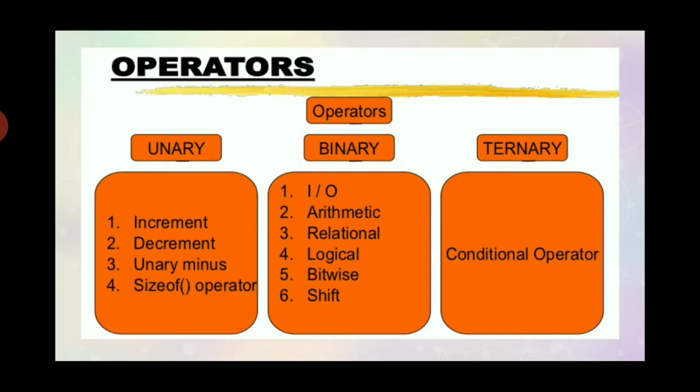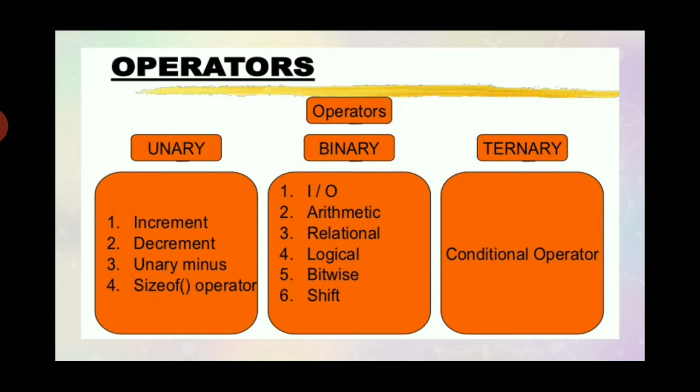Under the unary category there are four: increment, decrement, unary minus and sizeof operator. Under the binary category there are six. This is IO, meaning input output. Then arithmetic, relational, logical, bitwise and shift. And under the ternary category we have the conditional operator.